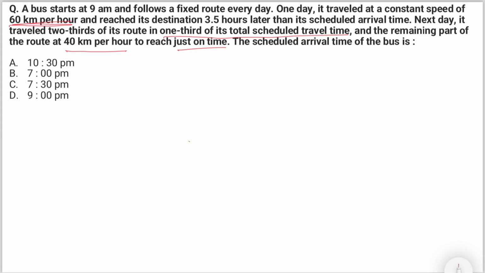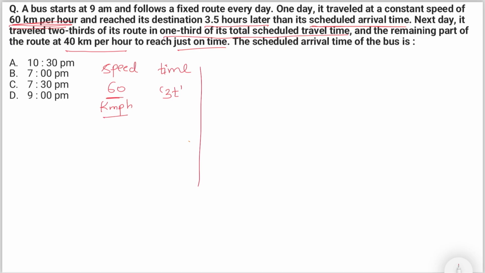So now what we have to do is look at the first scenario. One day it traveled at a constant speed of 60 kilometers per hour. So one day, I mean the usual day, the speed will be 60 kilometers per hour, and it reached its destination 3.5 hours later than its scheduled arrival time. So we'll assume something for the scheduled travel time. Generally people take it as t, but I will take it as 3t for the time being. So usually it travels for 3t hours, but now at 60 kilometers per hour, the bus is reaching 3.5 hours late.